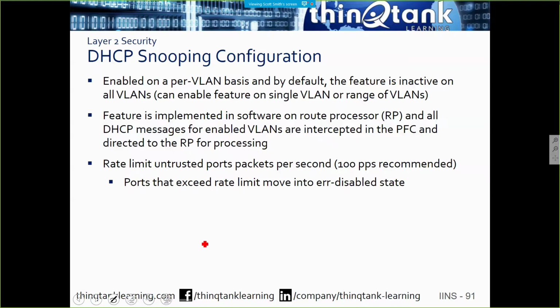Rate limiting untrusted ports to packets per second. Cisco recommends 100 packets per second, so that we don't exceed the amount of packets that would potentially cause a starvation attack. I honestly don't know where they got the 100 packets per second. For me, that seems kind of high, because we're not talking about any packets. We're talking about packets specific to DHCP.